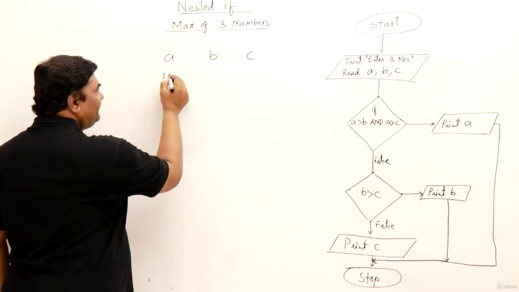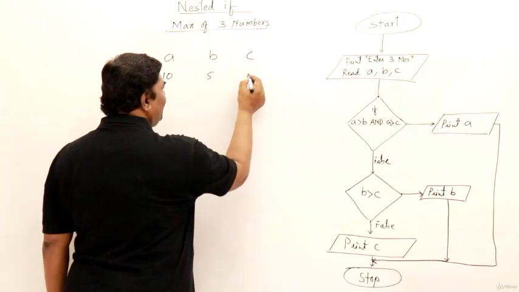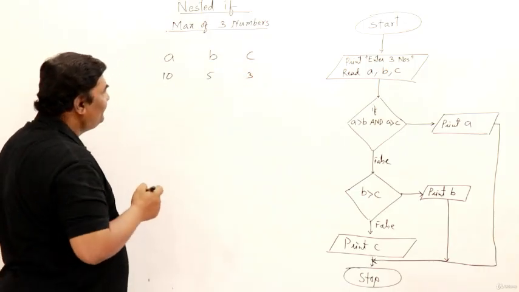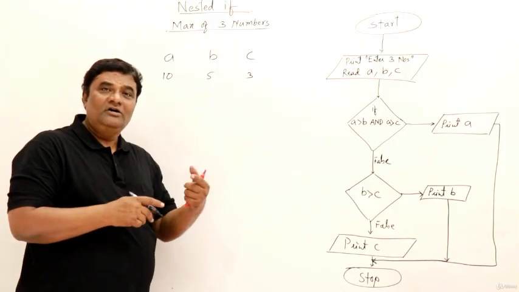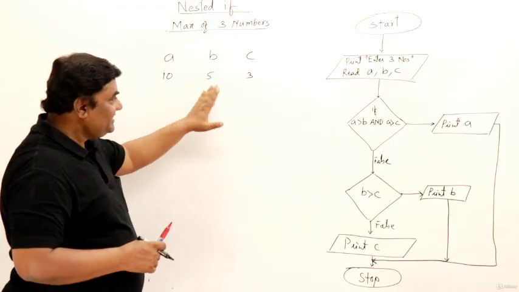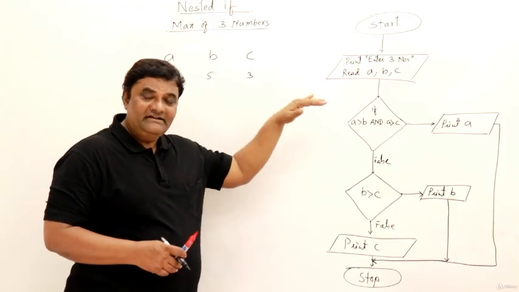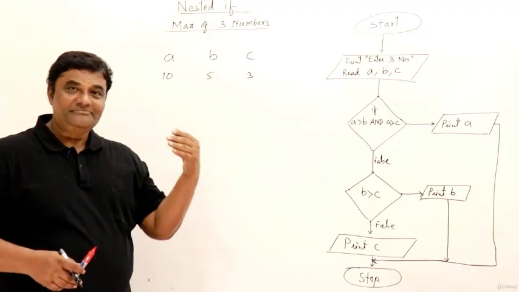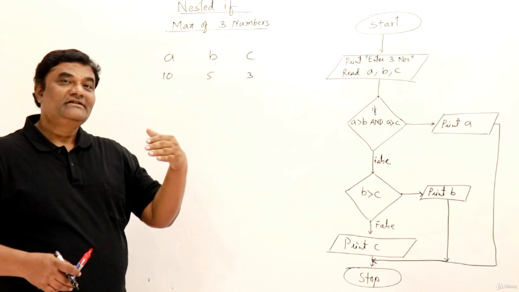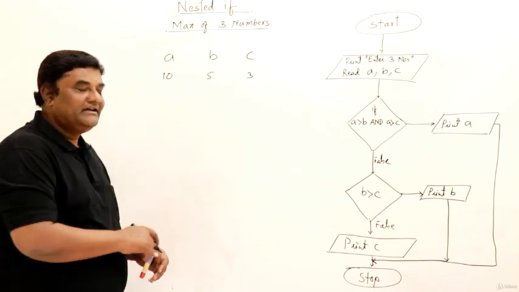If suppose this is having value 10 and this is having value 25 and this is 3, then which is greater? A. How do you say A is greater among all? Because A is greater than B as well as A is greater than C. So when A can be greater, it should be greater than B also. It should be greater than C also.